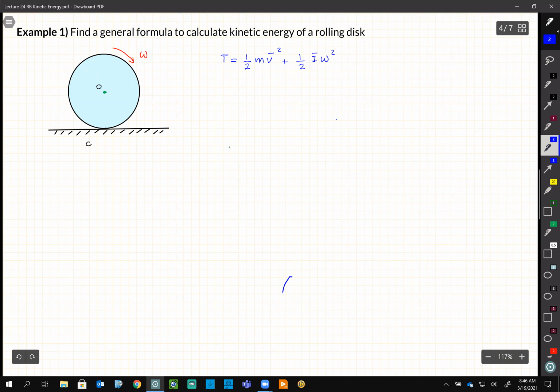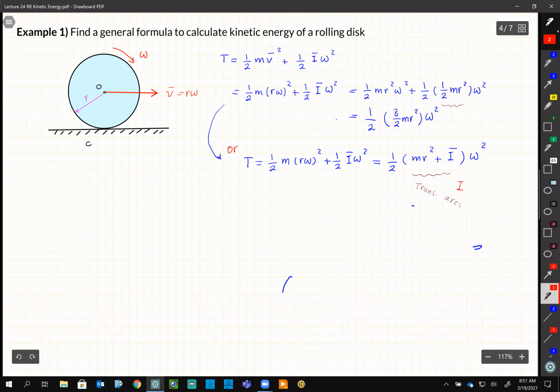Okay. And what is the definition of this guy? Again, remember the transformation of axis? If you transform axis, it means I bar plus m r squared is I_C. So we could have written from the beginning: T is equal to 1/2 I_C omega squared.